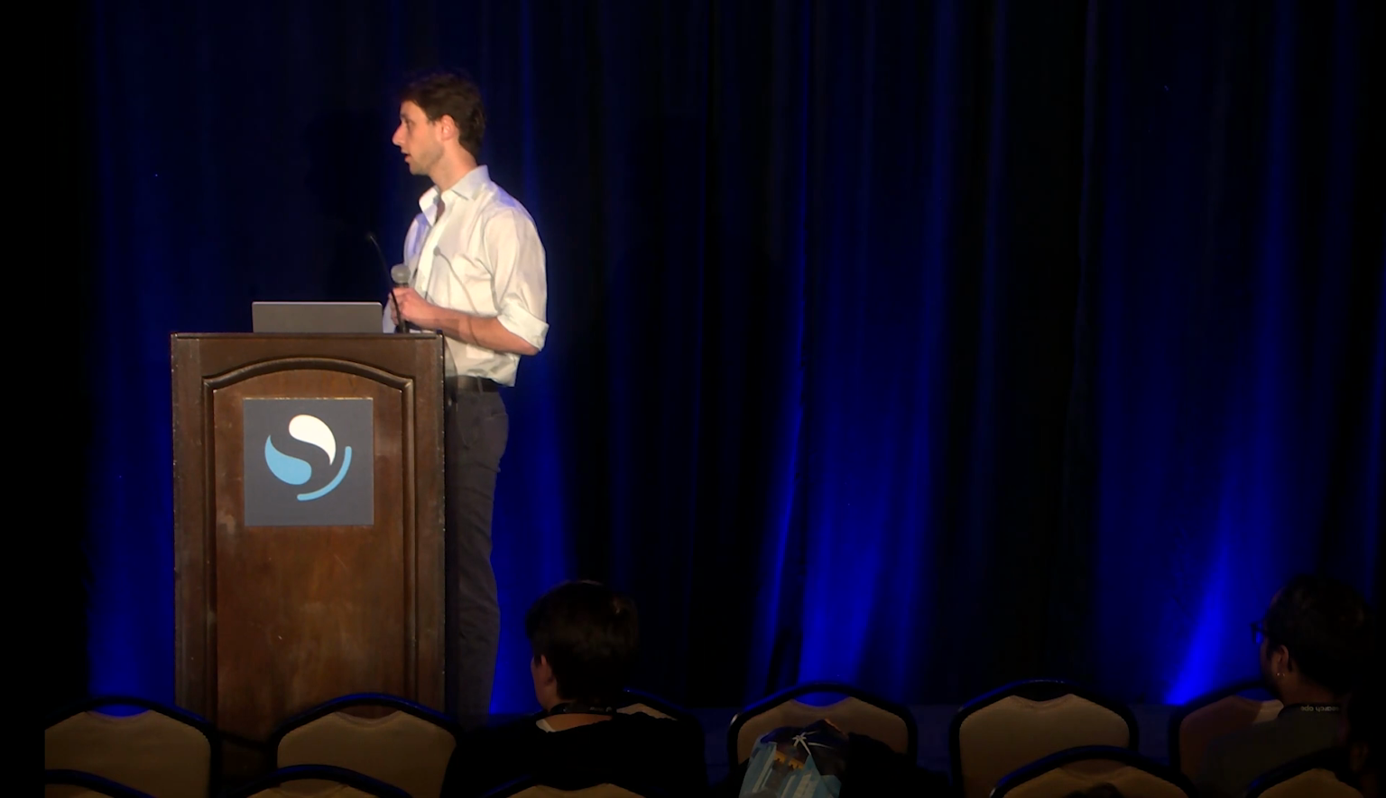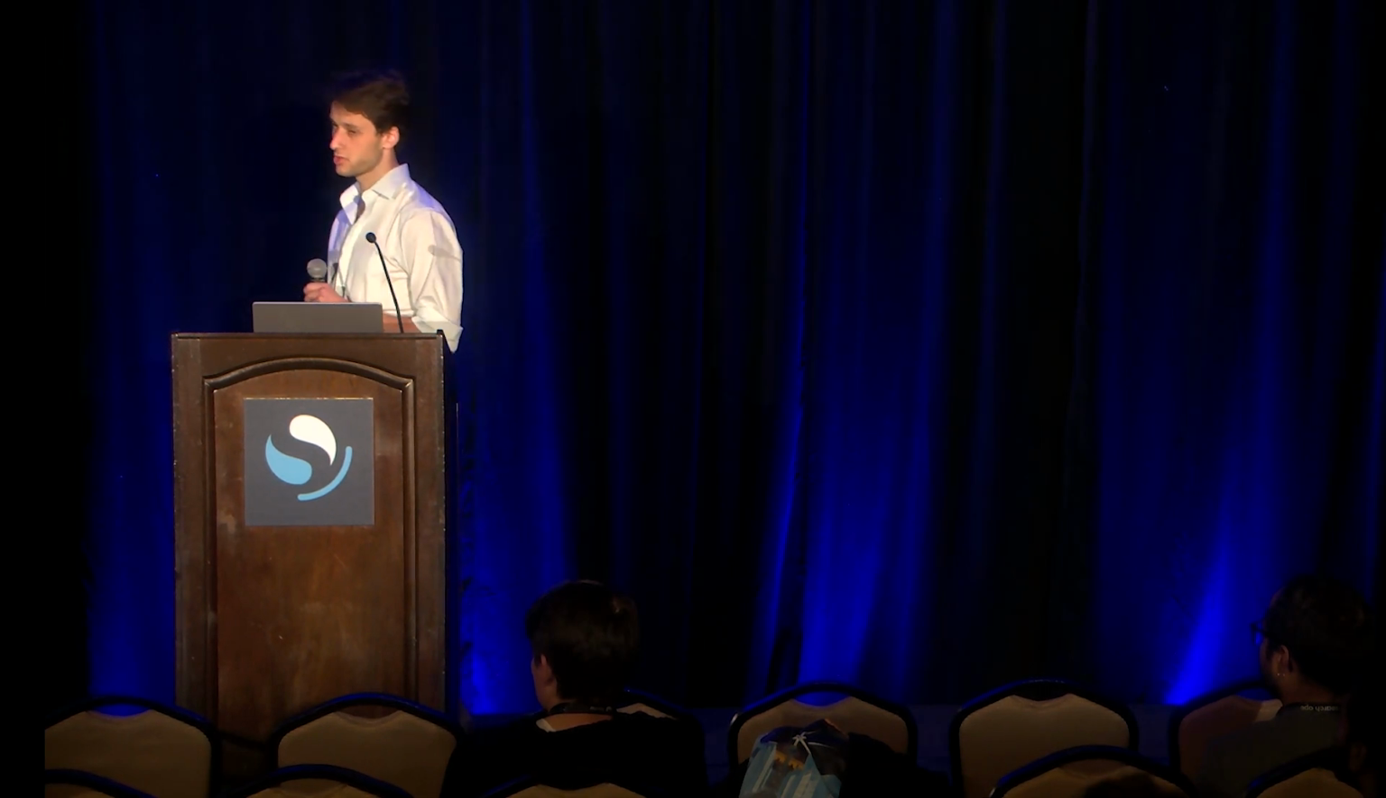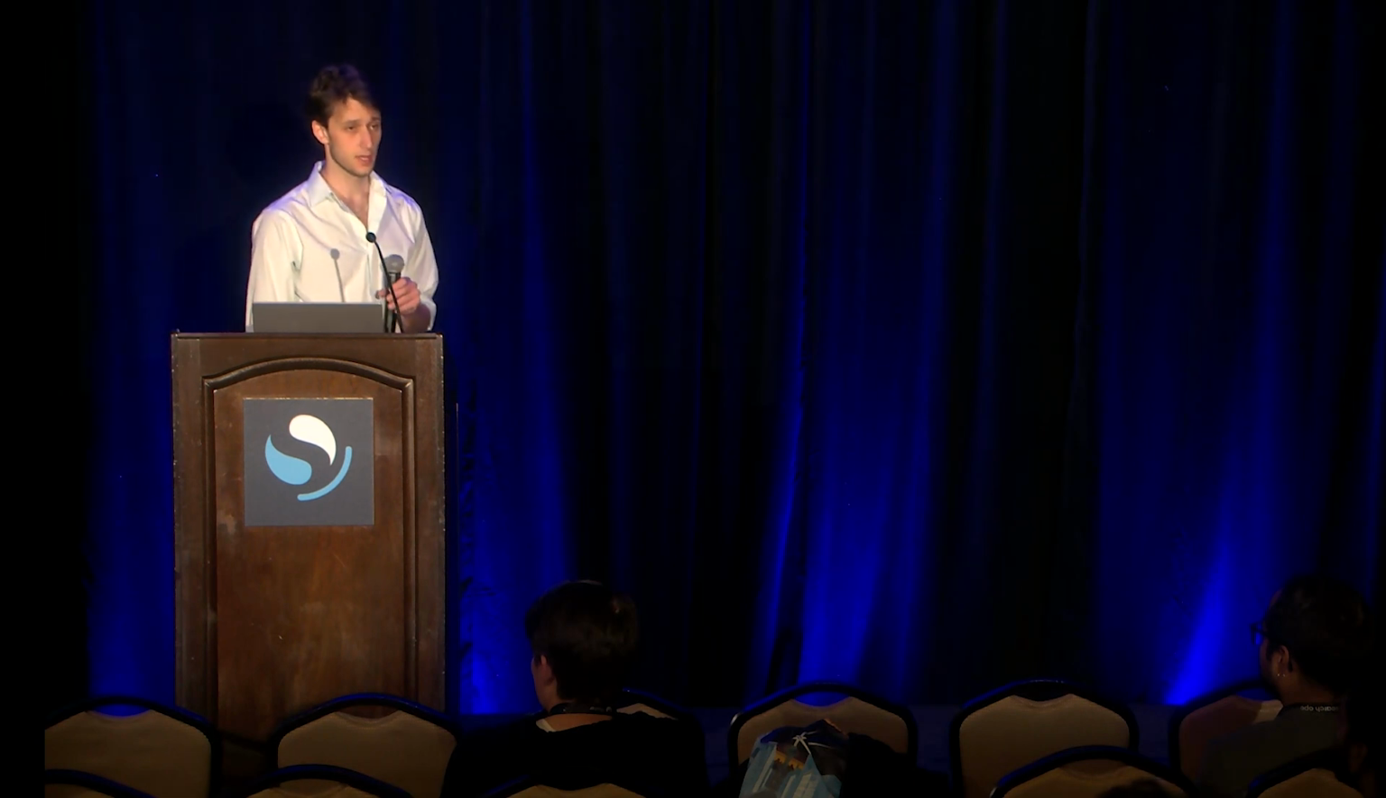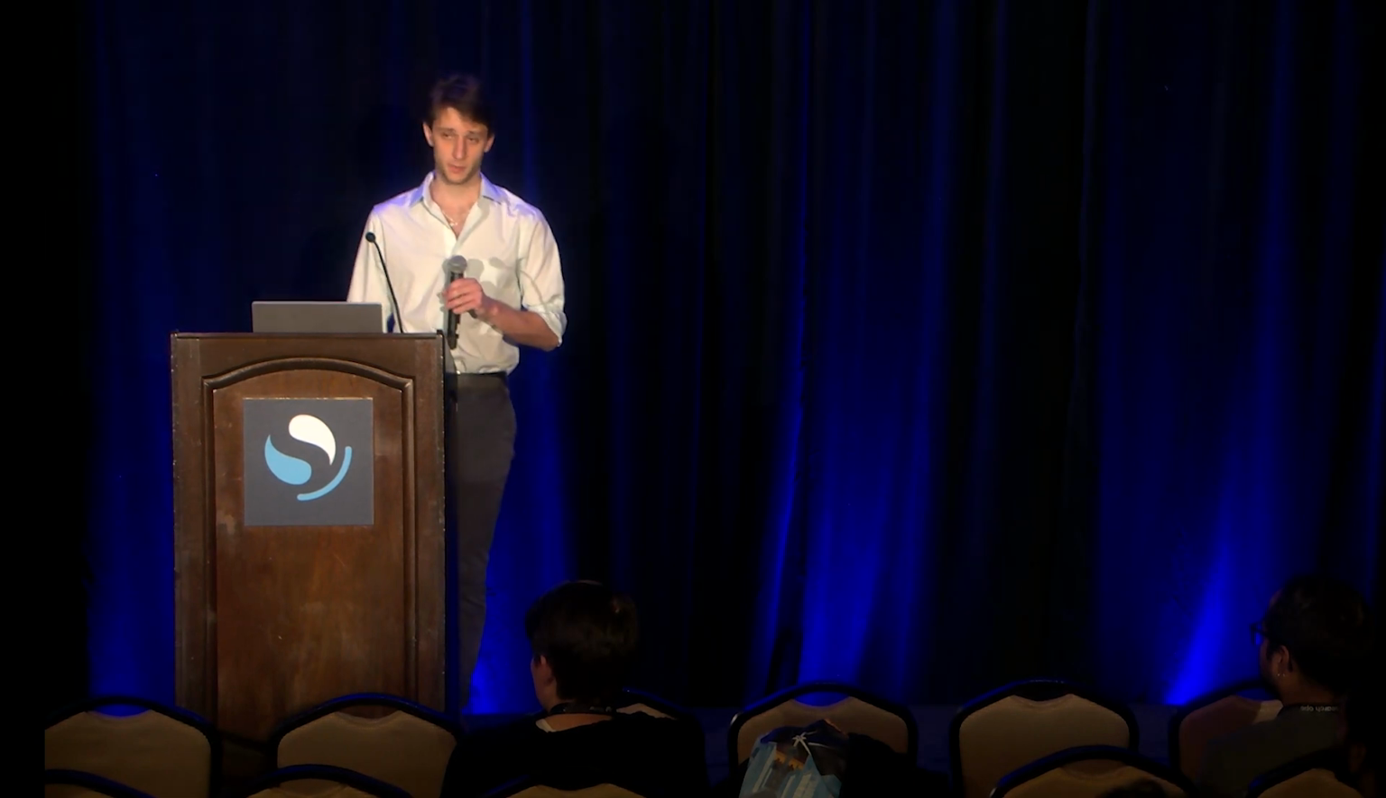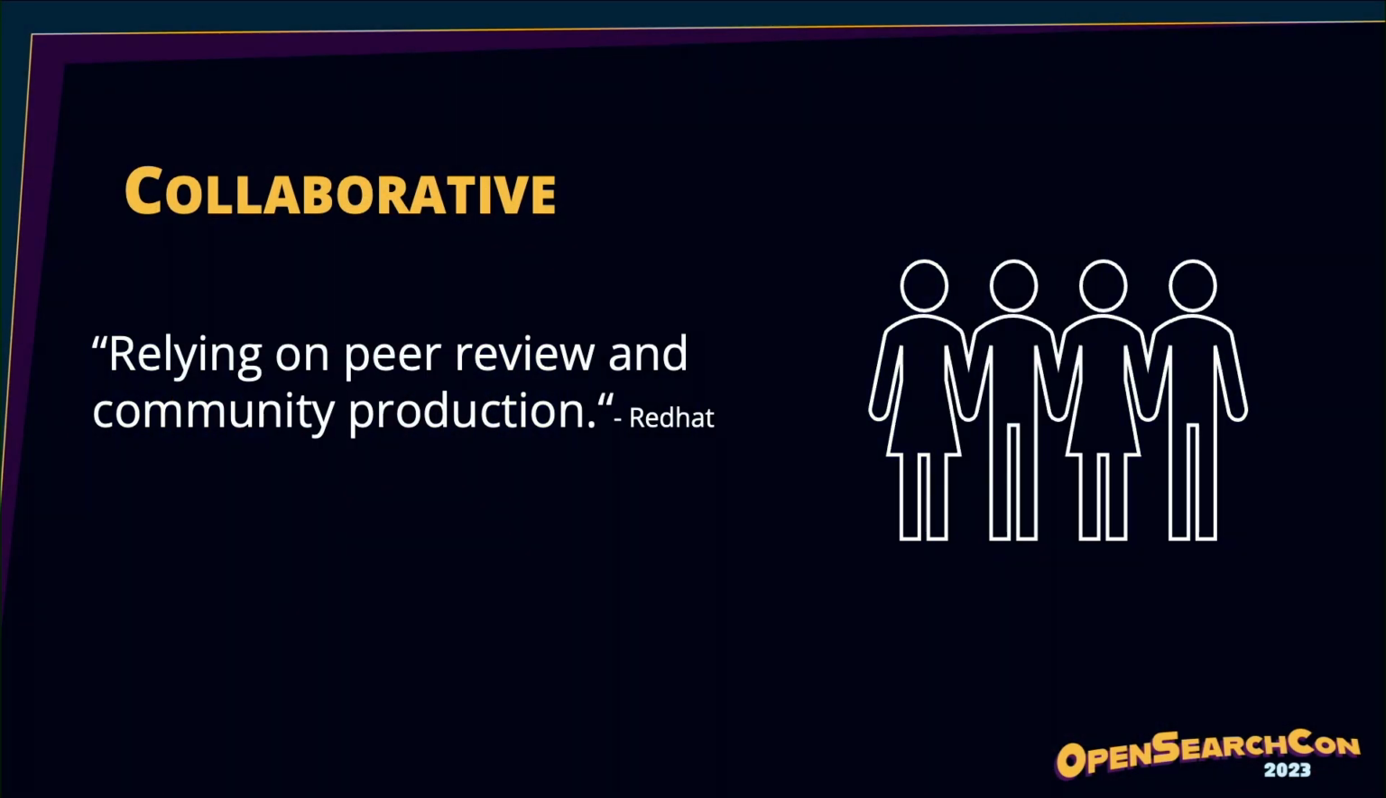Our code lives on GitHub, and we use the very liberal version 2 Apache license. This means for all intents and purposes, any one of us can take OpenSearch and use it for our personal or commercial purposes. The next term used to describe open source software was collaborative. Collaborative software is again defined by Red Hat on screen. OpenSearch is collaborative as it relies on peer review and community production.